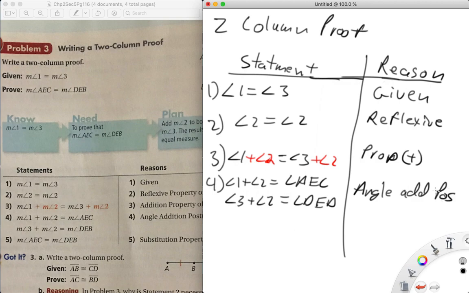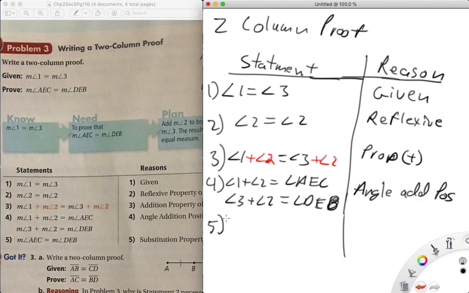Angle addition postulate. What does that mean? That means that the bigger angle, AEC, is comprised of adding the two smaller angles, 1 plus 2, and the bigger angle, DEB, I think it's DEB, right? Yeah. Angle DEB is comprised of the smaller angles 3 plus 2. We're almost done.